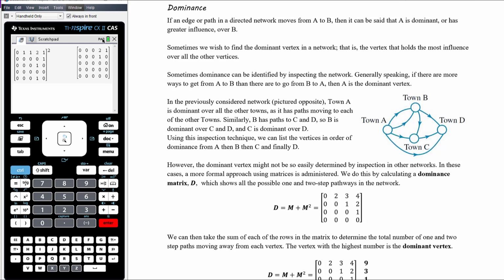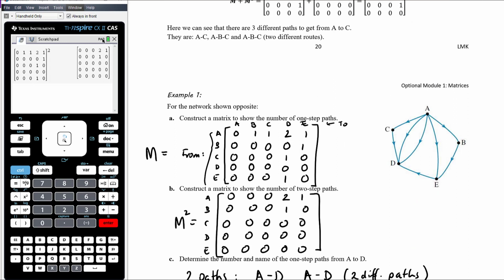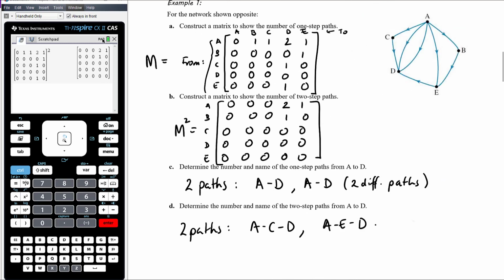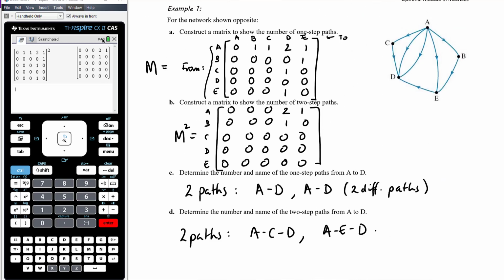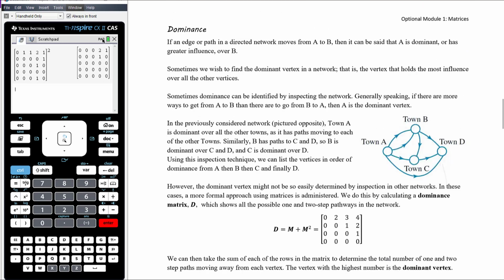If an edge or path in a directed network moves from A to B, then it can be said that A is dominant or has greater influence over B. As I said to you, as we were filling in this original matrix in this example, I was like, oh, C's a terrible place to be. Oh, D's an even worse place to be. So it's clear just looking at it that A is the most dominant town in this network. You can get from A to more places. In fact, you can get everywhere from A, whereas for the others, it's quite limited where you can move. So in that network, we can see informally that A is the dominant node. We refer to A as the dominant town or city in that particular network.